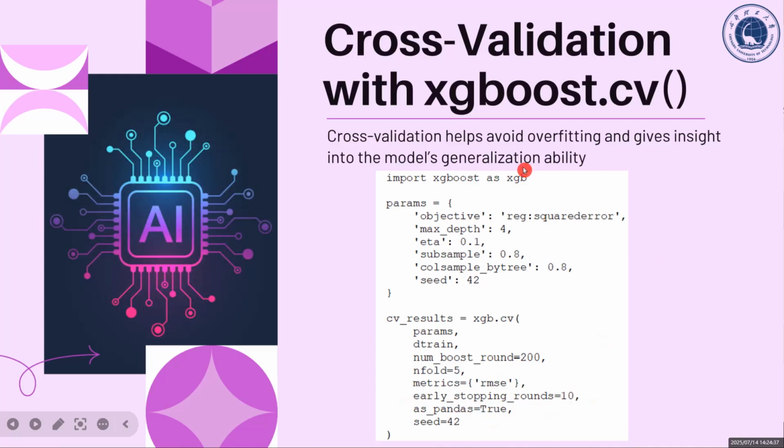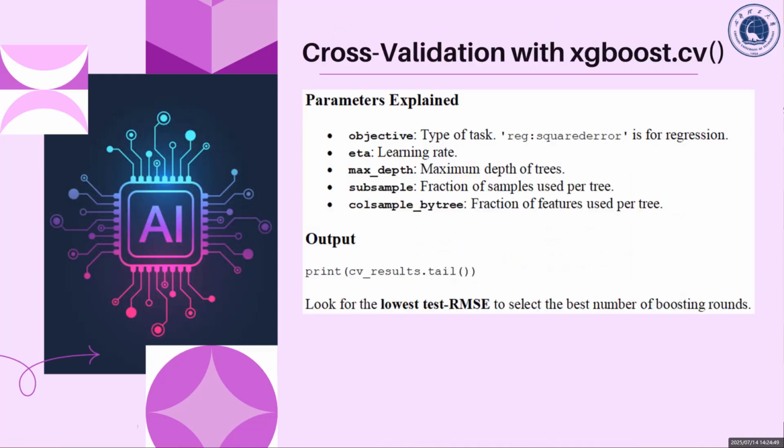Now we are going to see more of this code during our seminar section. I just want to lay it out here and tell you what each parameter means. So next, explain the parameters. The objective is just the type of task we want to carry out. Here we have the regression squared error, which is used for regression tasks.